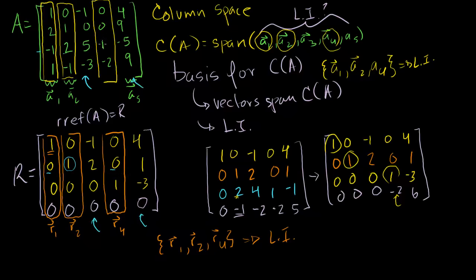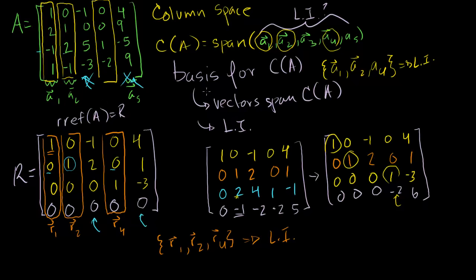I haven't shown you that, but if you take that on faith, then you don't need those columns to span. Although they are part of the span, if you needed this guy, you can just construct him with linear combinations of these guys.